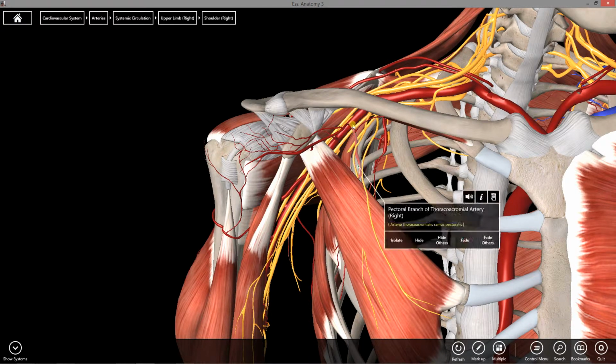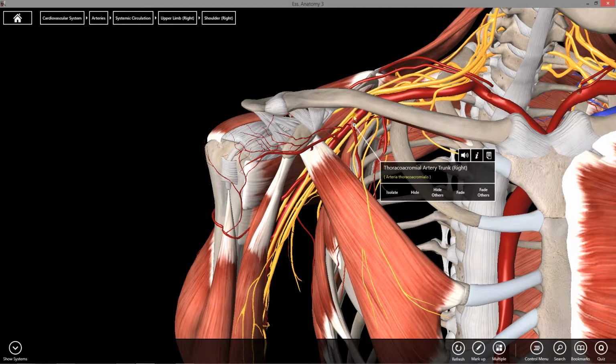So back to the thoracoacromial artery, it has four branches, the clavicular, acromial, deltoid, and pectoral branch, but one of its branches is the deltoid branch, which in part supplies the deltoid.